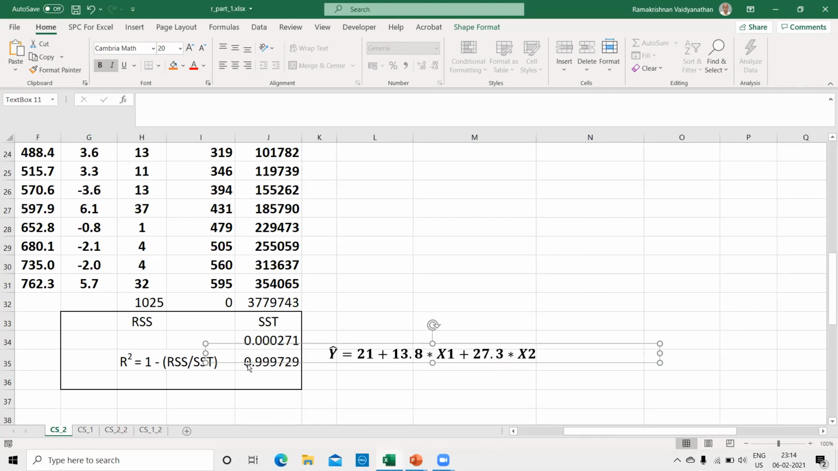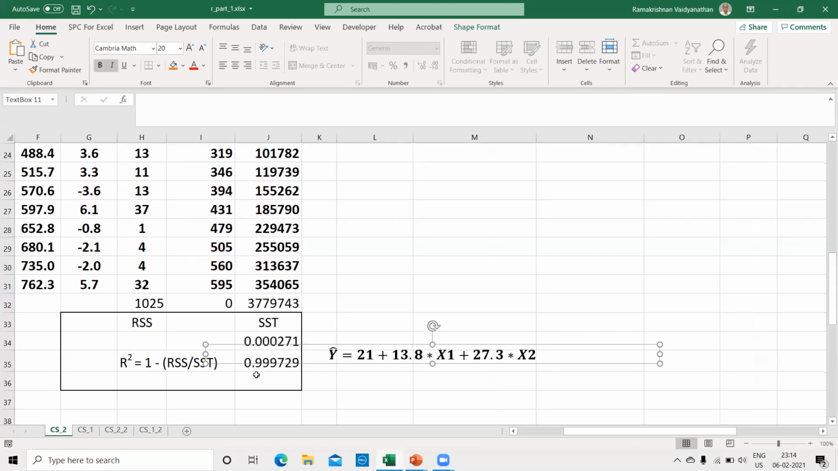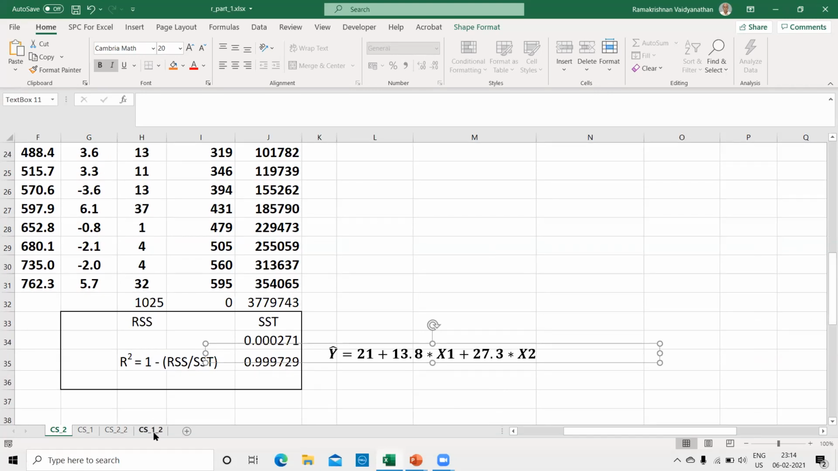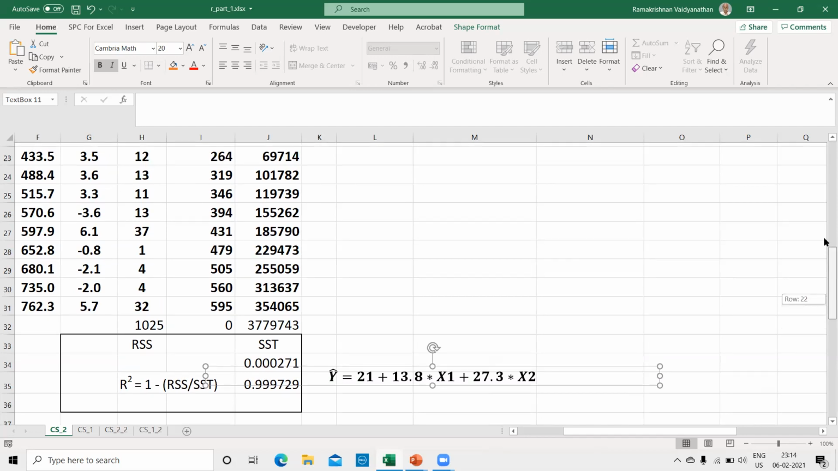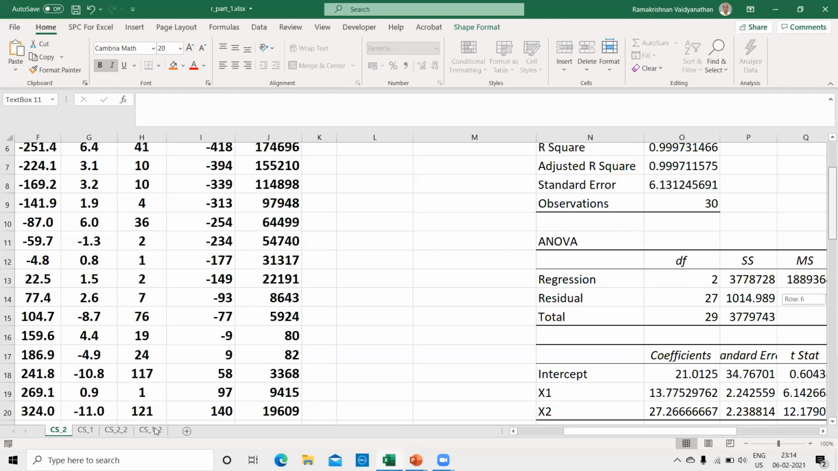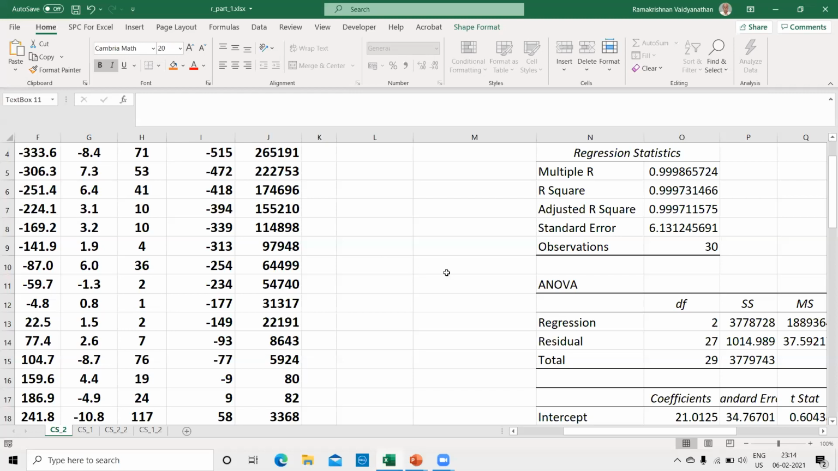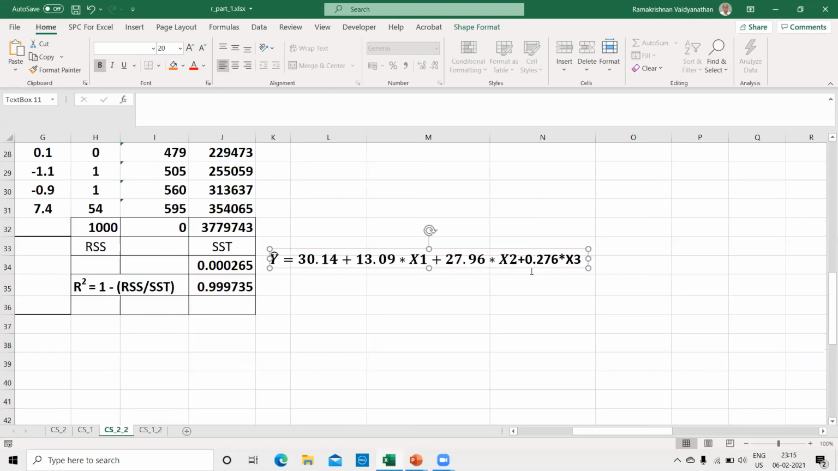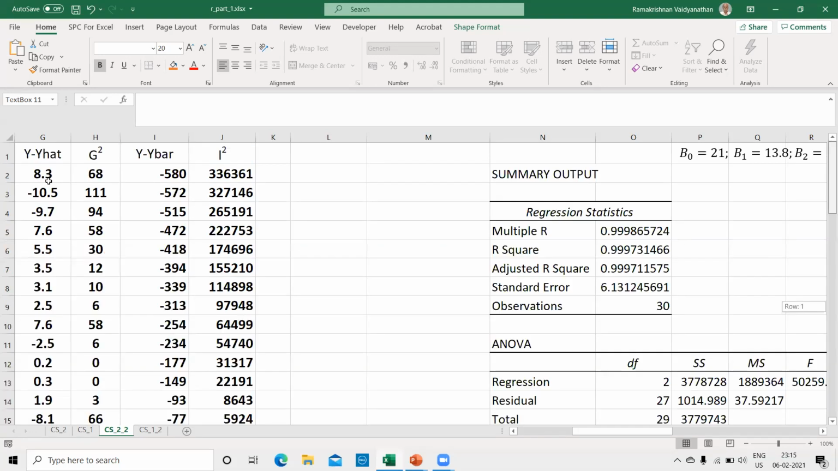For another case study 2, we will see here, this is the 3-term equation for 2 variables. And then R squared is 0.99973. And then adjusted R squared we will see here. Adjusted R squared is 0.99971. Okay. And then we will see for case study 2 with 3 variables. This is the equation: 30.14 plus 13.09 x1 plus 27.96 x2 plus 0.276 x3. We use this equation to find out this y hat and then difference from the observed value, and similarly for this and squared it.